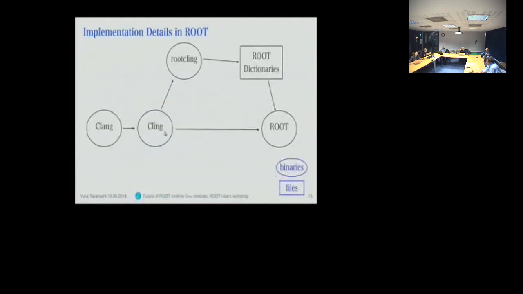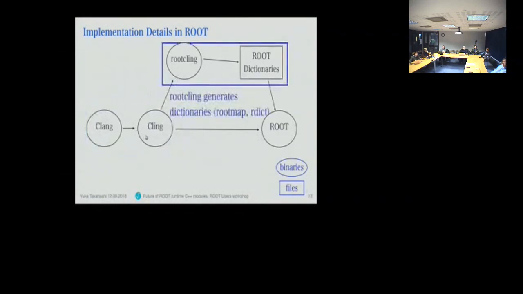So let's move on to implementation details. This is a brief diagram of how the ROOT interpreter system works. I'm describing here circles as binaries and squares as generated files. First of all, Clang is used as the backend of the Clang C++ interpreter. The industry standard C++ module API is provided by Clang, and we are calling this API from Clang. Clang is also used from rootcling, which is the dictionary generator for ROOT. It creates dictionary files such as rootmap and rdict.